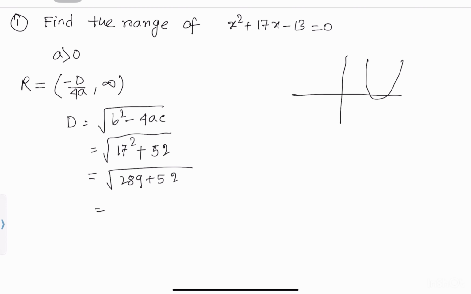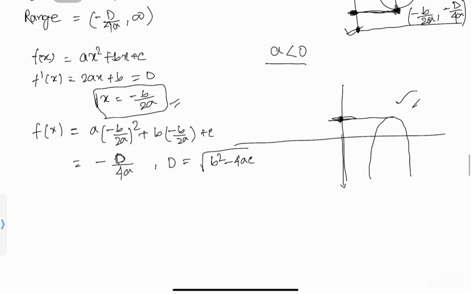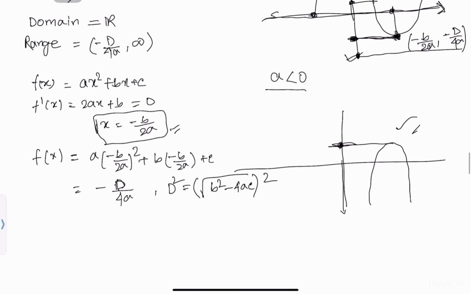So 289 plus 52 should become 341. Okay, 341. I made a mistake here. Here it should be d square, not d. Sorry for my mistake. Again, let me correct this: it should be d square.